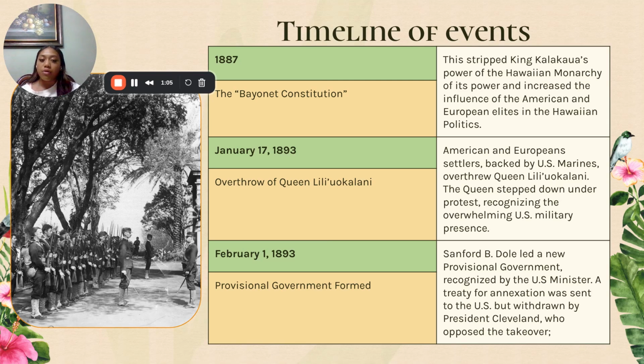February 1st, 1893. Provisional government formed. Sanford B. Dole led a new provisional government, recognized by the U.S. minister. A treaty for annexation was sent to the U.S., but withdrawn by President Cleveland, who opposed the takeover.